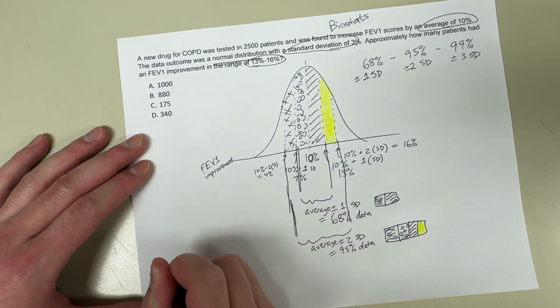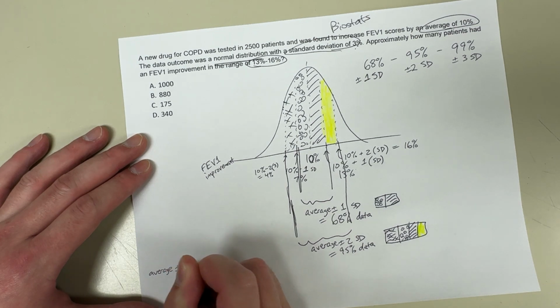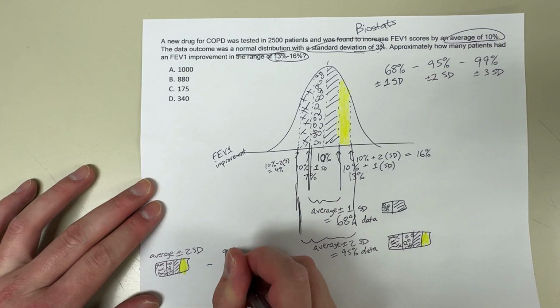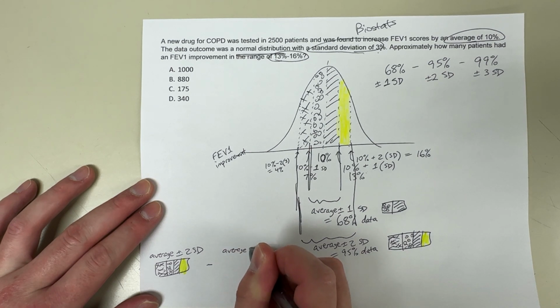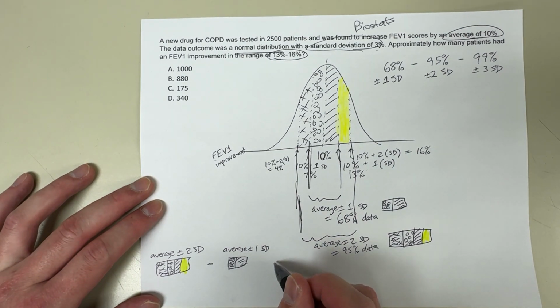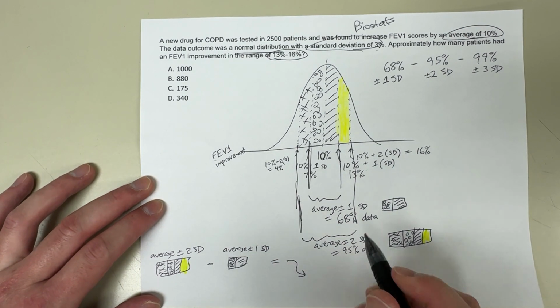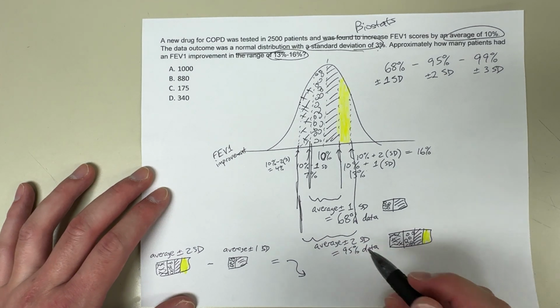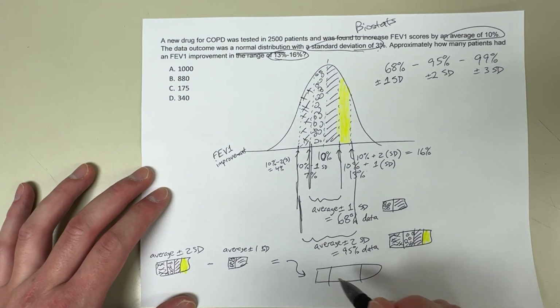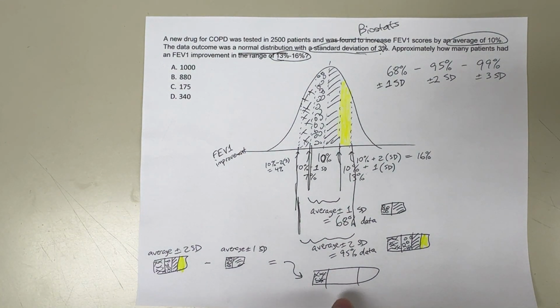So average plus or minus 2 standard deviations, I'm going to subtract that by the average plus or minus 1 standard deviation, and that will equal the 2 outer areas here, not including the center area here.